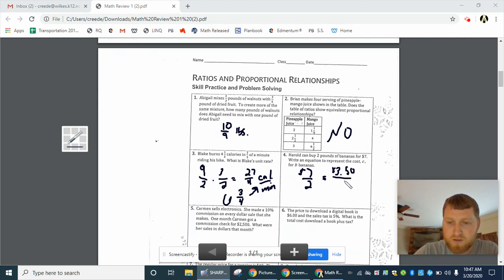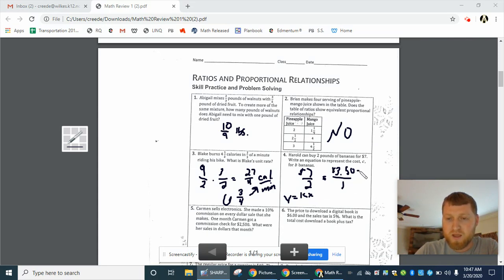$3.50. So this is going to be our constant of proportionality. Remember that the constant of proportionality remains constant. So this price is going to be proportional as you buy more bananas. So we have our equation y equals kx. We have done this before. y equals kx is the general equation that we use for this unit.